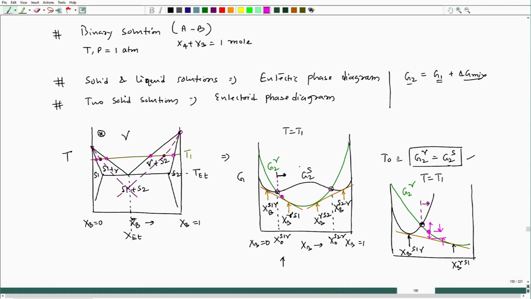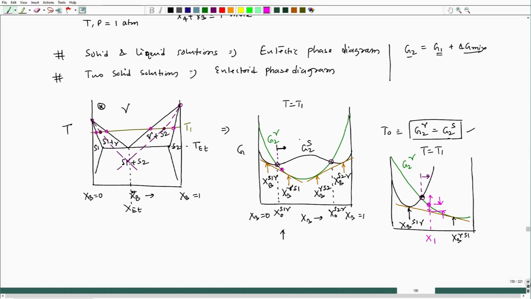Once it touches the common tangent, that composition will be distributed into, let us say this is the composition X1. So, X1 would distribute into XB of gamma in equilibrium with S1 plus XB of S1 in equilibrium with gamma. So, that means that single alloy we started with, X1 composition at T1, will actually have long range diffusion and form two phases, which is S1 and gamma of two different compositions. So, this is the equilibrium situation.